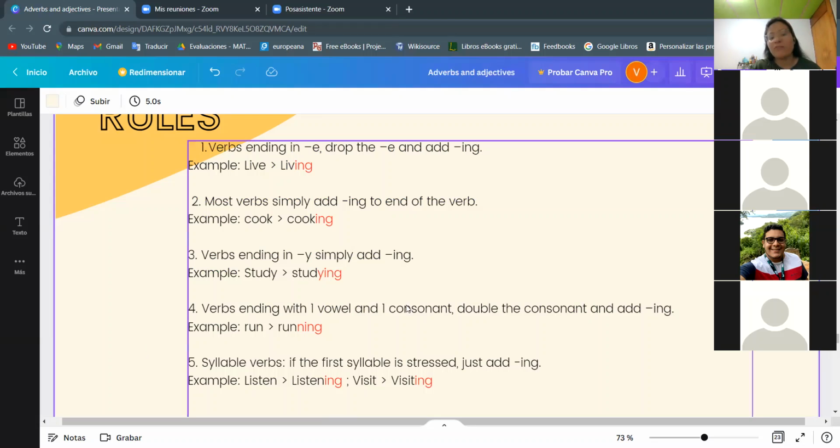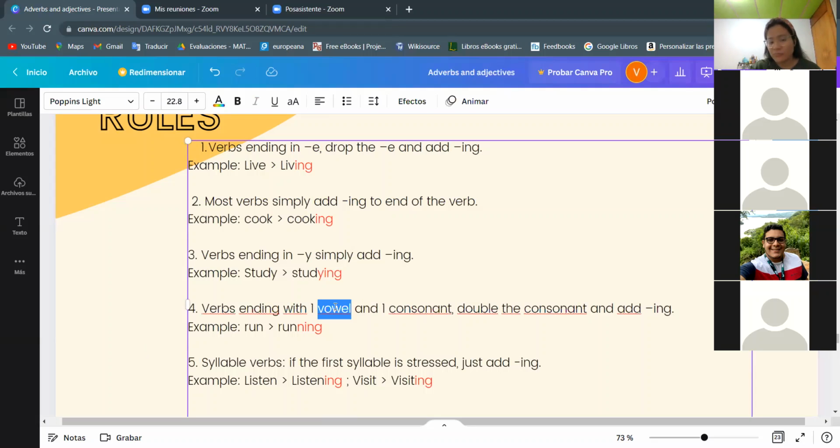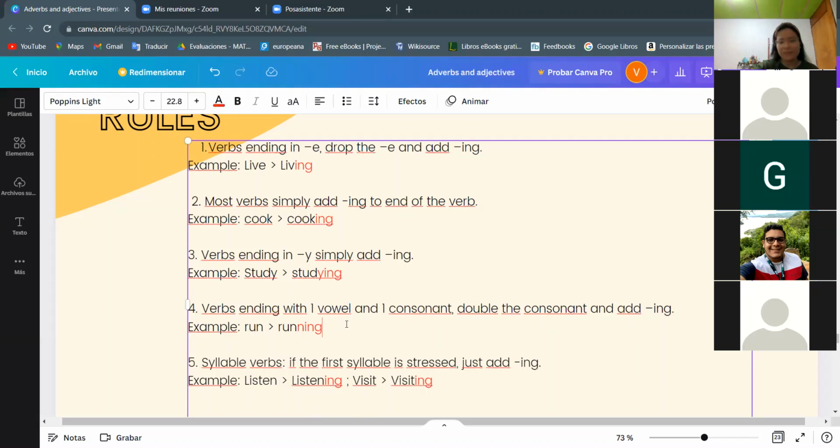Do you guys know what a vowel is? Okay. Vocal. Yes, good job. The same letters that we in Spanish use. Same letters. And consonant? Consonante. Las que no son, todas las que no son las vocales. Correct. The rest of the letters.